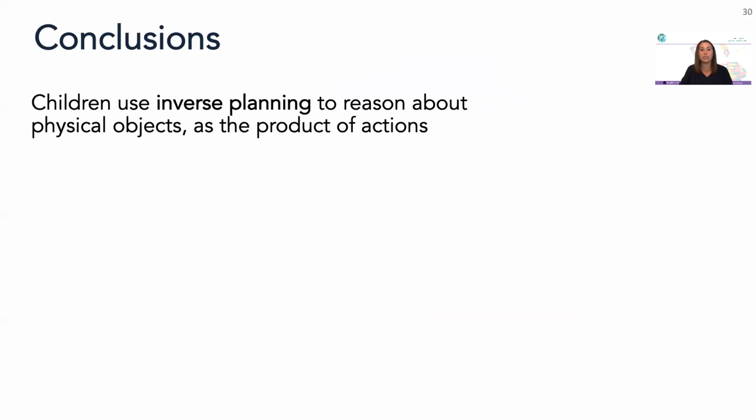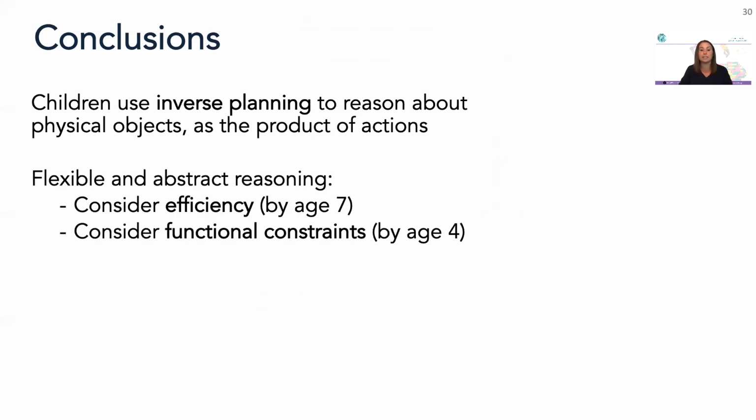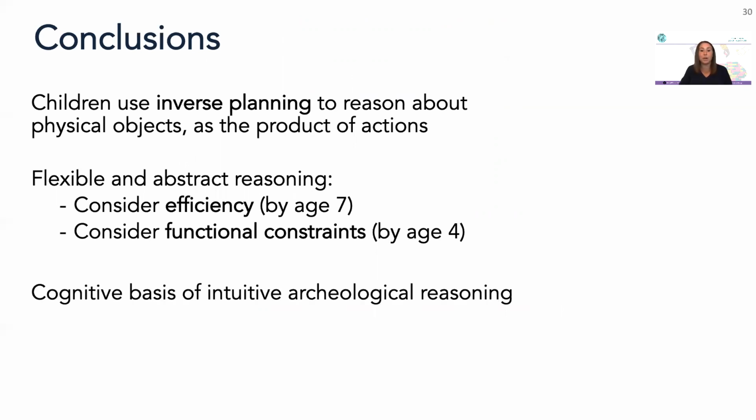So together, this work shows that children use inverse planning to reason about physical objects, thinking about objects as the products of others' actions. This reasoning process appears to be flexible and abstract. Children can take into account multiple kinds of explanations for artifacts designs, including efficiency and functional constraints. And this type of reasoning process provides a cognitive basis for the broader domain of intuitive archaeology. From early in childhood through inverse planning, the physical objects we choose or create become tightly linked to the social world.